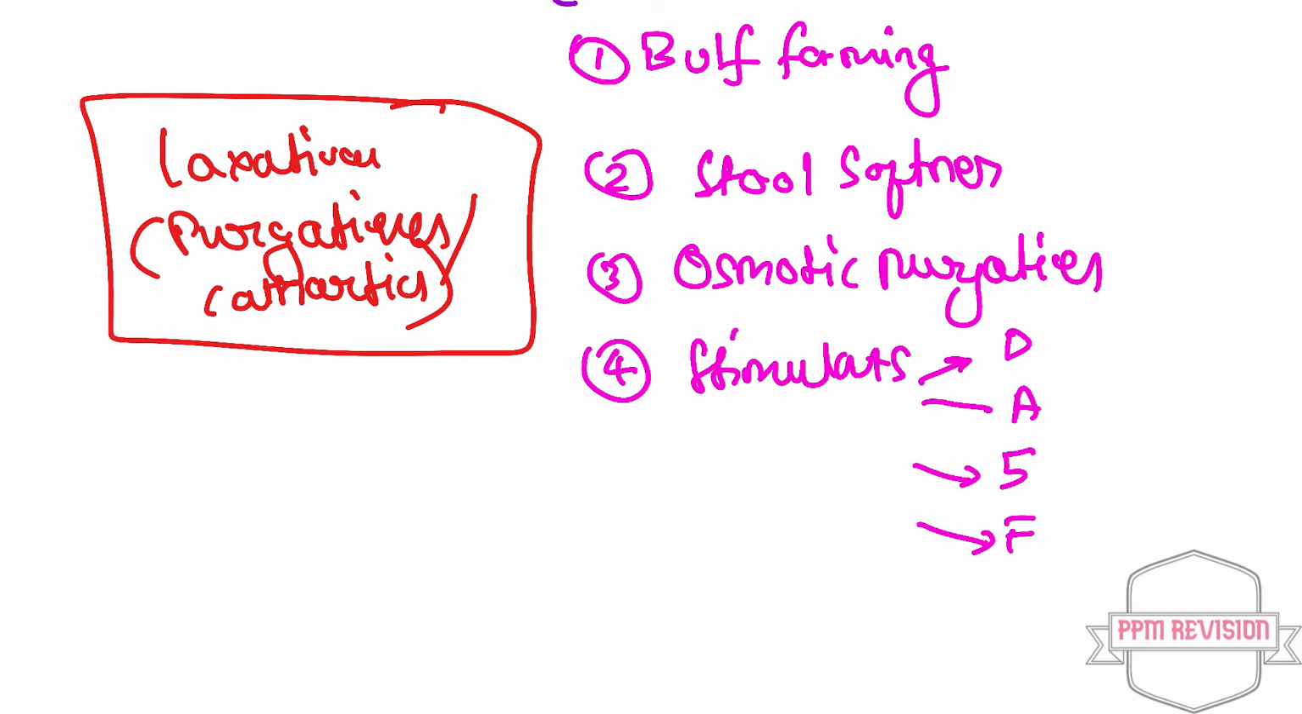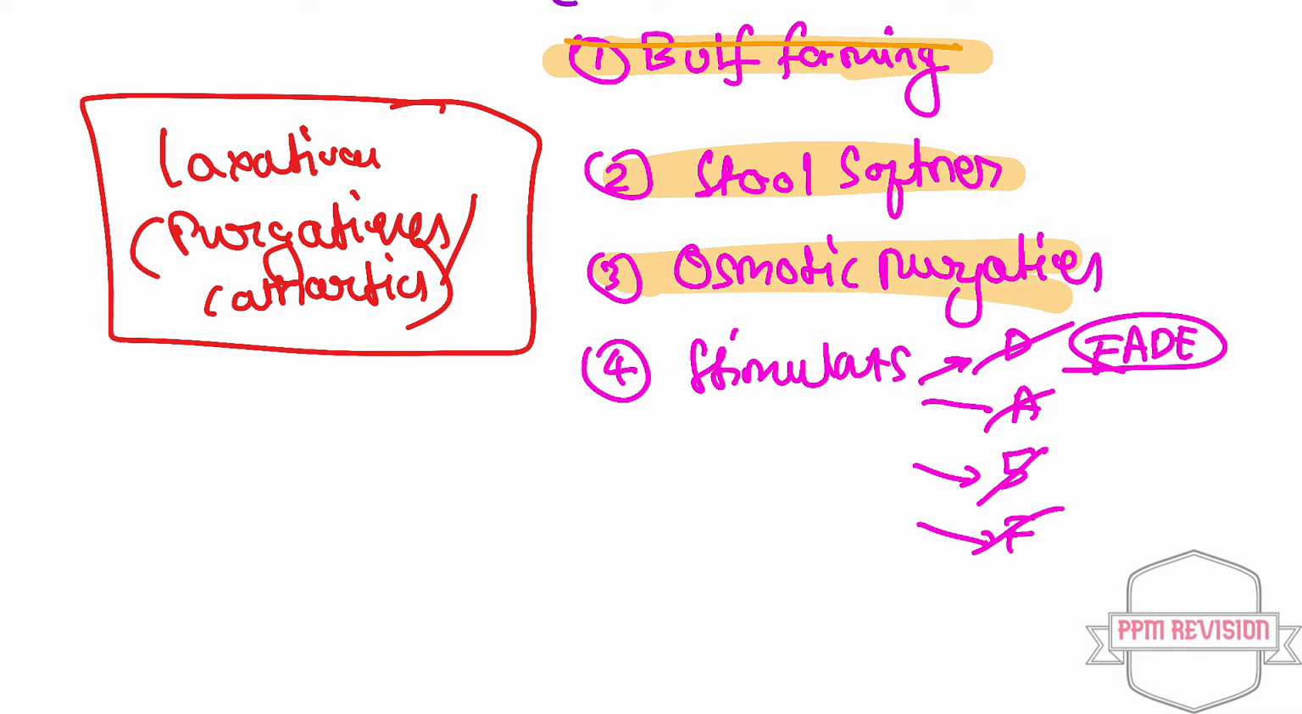Okay, you can just remember it by FADE. So you have F, you have A, you have D, then 5 in place of E. Okay, now I'll just read it out again. So there are bulk forming agents, there's stool softener, there's osmotic purgatives, and then there's also the stimulants, that is FADE. There is fixed oil, anthraquinones, then diphenyl methanes, as well as 5-HT4 agonist.